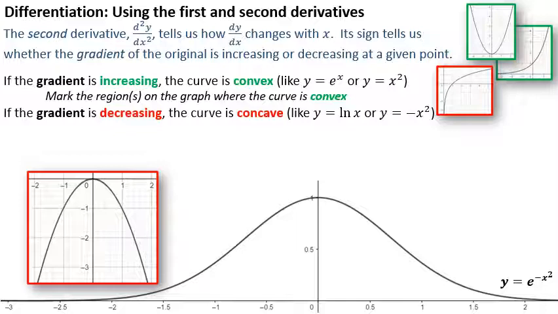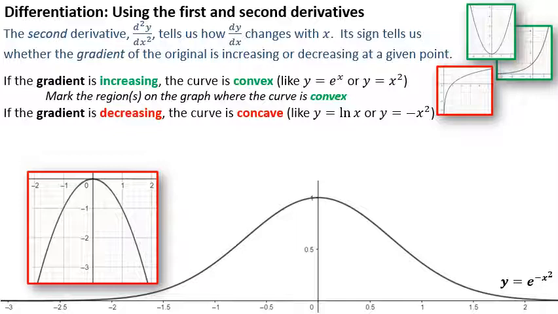The function itself is not always decreasing. It's increasing when x is negative, and it's decreasing when x is positive, and it's stationary when x is 0. But the second derivative is always negative. For y equals minus x squared, the first derivative is minus 2x, and the second derivative is minus 2. It's always a negative number.